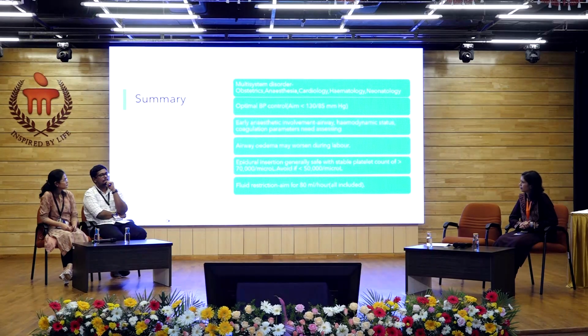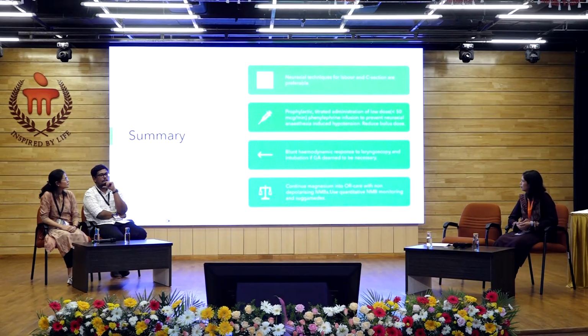Fluid restriction, as Samriddhi said, 80 mL per hour is the recommended value. That includes not just the IV fluids, but all the infusions, oxytocin, whatever else you are giving. Neuraxial techniques are preferable both for labor and for C-section because GA can be very, very dicey. You may not even be able to get a tube in because of the swelling.